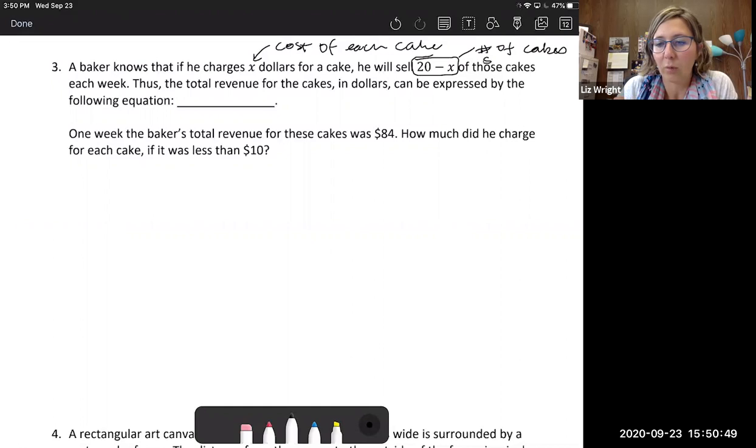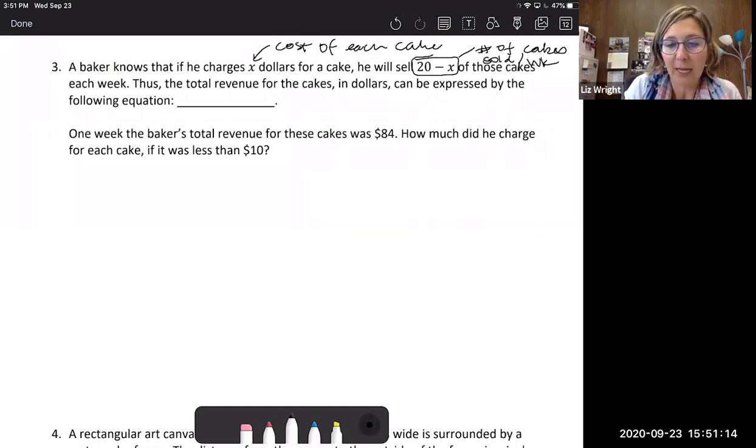Number of cakes sold per week. Thus, the total revenue, so how much money we're bringing in for the cakes in dollars, can be expressed by the following equation. And we're supposed to come up with that. So how do we come up with how much money that we're bringing in? Well, it's going to be the cost of each cake times the number that we sell, right?